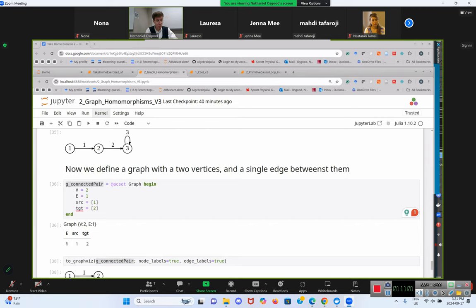Well, map everything to 3? Sorry, Eric? Yeah? Map everything to 3. Okay, map everything. So 1 goes to 3, 2 goes to 3. What does edge 1 go to? Edge 3, right? Are we comfortable with that?